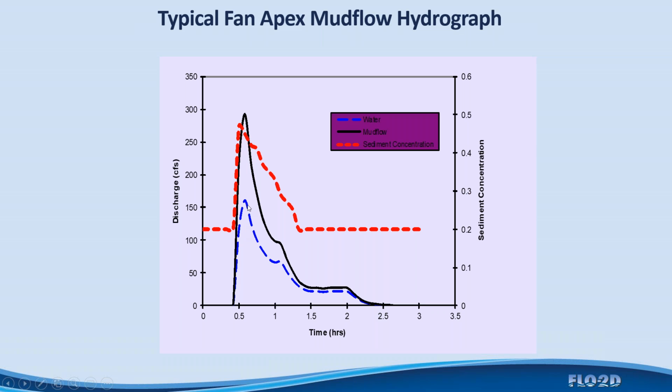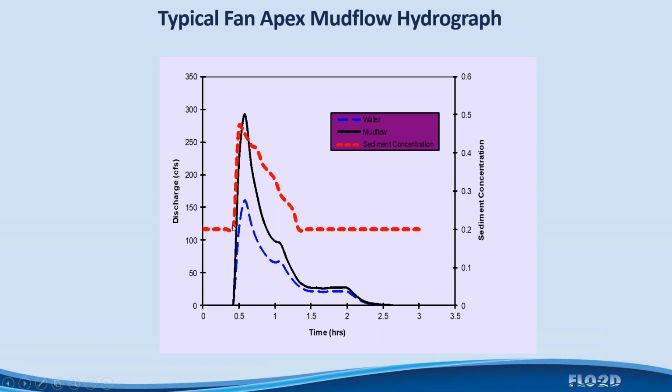Here's an actual case from Colorado Springs. This is the water type of flood event, clear water type of flood event. The black line, or the red line, represents the concentration by volume that's plotted on this axis. So we have a watershed here that would generate, say, a typical 25-year or 50-year event, or 10-year event, mudflow event. So here's the hydrograph for this event.